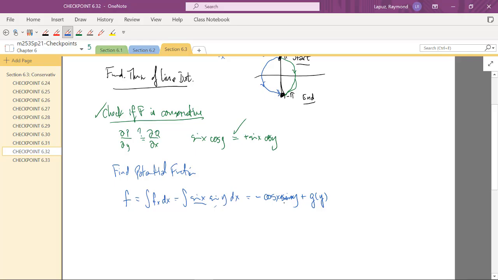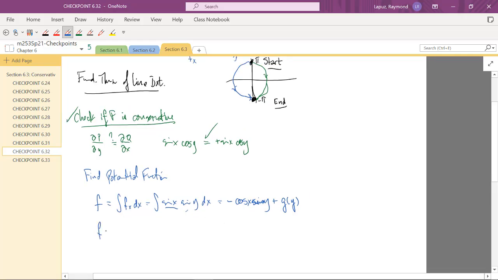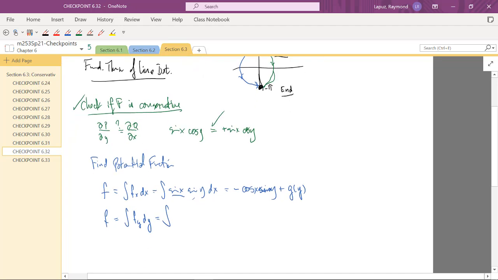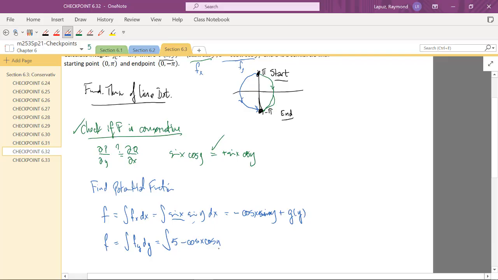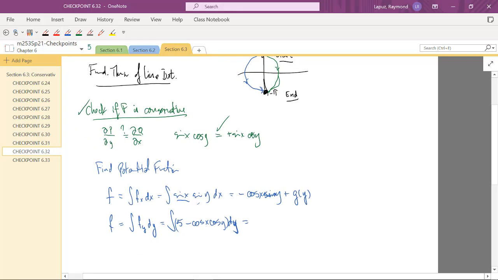And similarly, we will take our second function and assume that that's a derivative with respect to y, so we'll take the antiderivative of that with respect to y. And our second function is 5 minus cosine x cosine y. We'll do this with respect to y. The antiderivative of 5 is 5y. The antiderivative of cosine is positive sine, so the negative stays: negative cosine x sine y. And then we want to allow for a function of x because that might have disappeared.